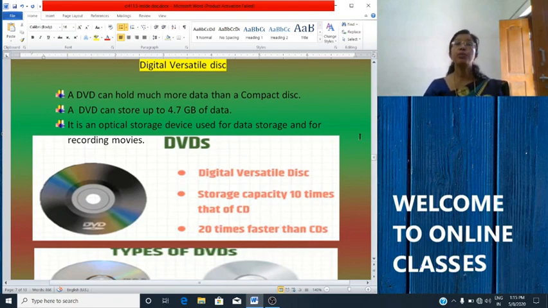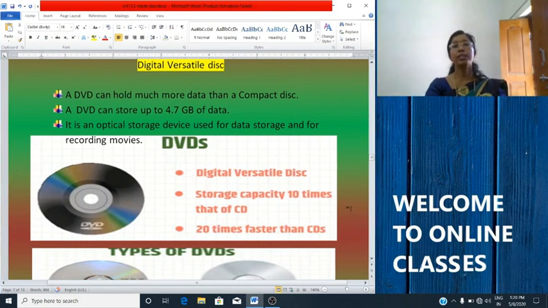DVDs are widely used for watching movies and storing data. It is an optical storage device used for data storage and for recording movies. A DVD requires a DVD combo drive or a DVD player which allows to read CDs as well as DVDs.